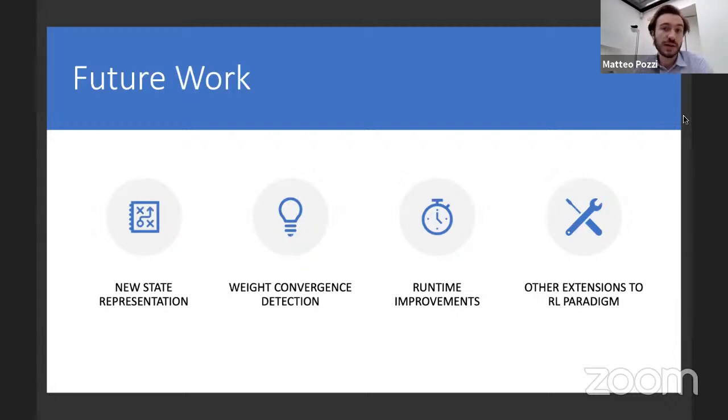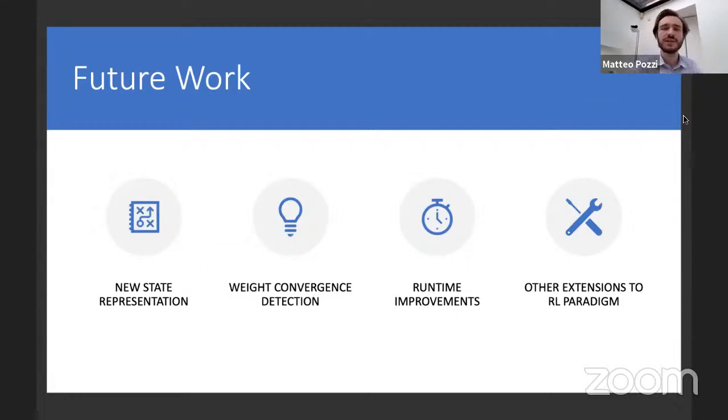There are also plenty of runtime improvements that can be made. The runtime of the system is reasonably poor when you compare it to something like Ticket, which is lightning fast, or Qiskit, which is also reasonably fast. But at the same time, we did not try to optimize for runtime at all. So there's plenty of things that can be done.